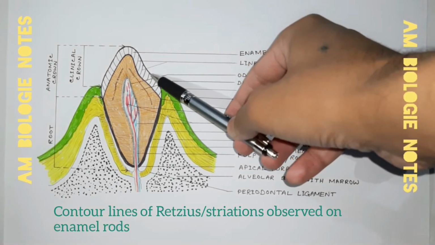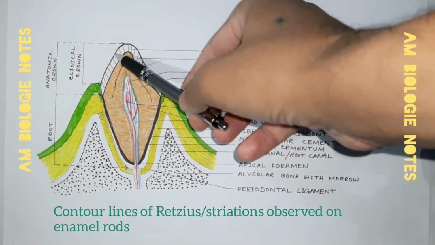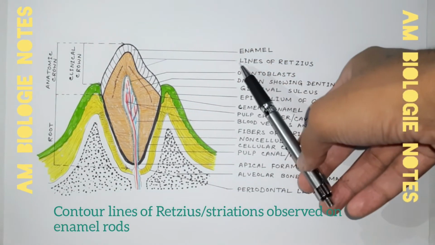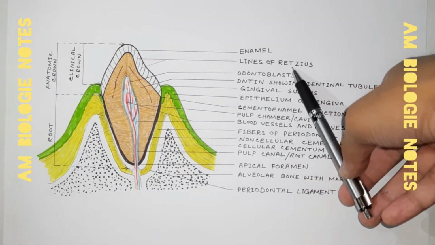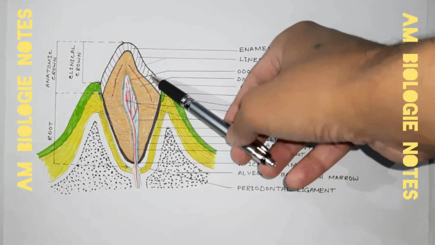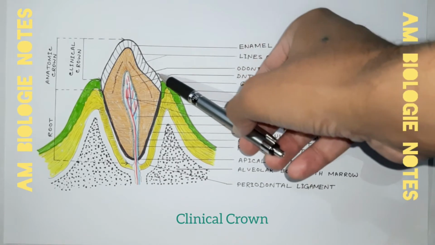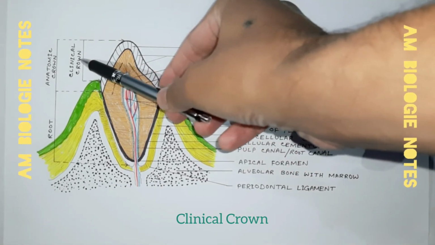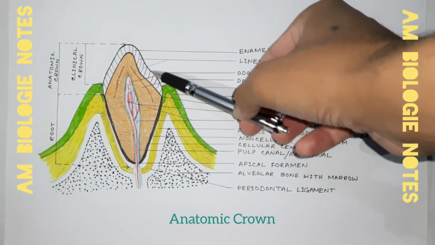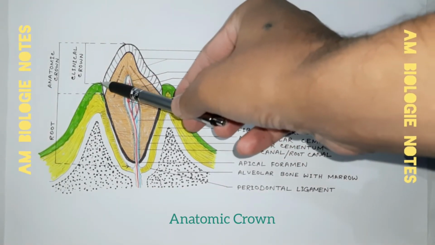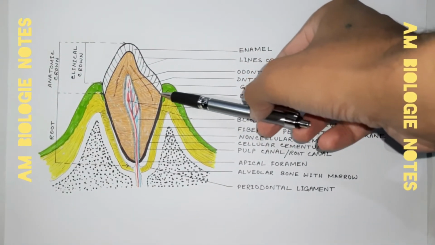Contour lines of Retzius or striations are observed on enamel rods. They represent evidence of rhythmic growth of the enamel in the developing tooth. The enamel that is exposed and visible above the gum line is called the clinical crown. The anatomic crown describes all of the tooth that is covered by enamel. Some portion of the anatomic crown is below the gum line.